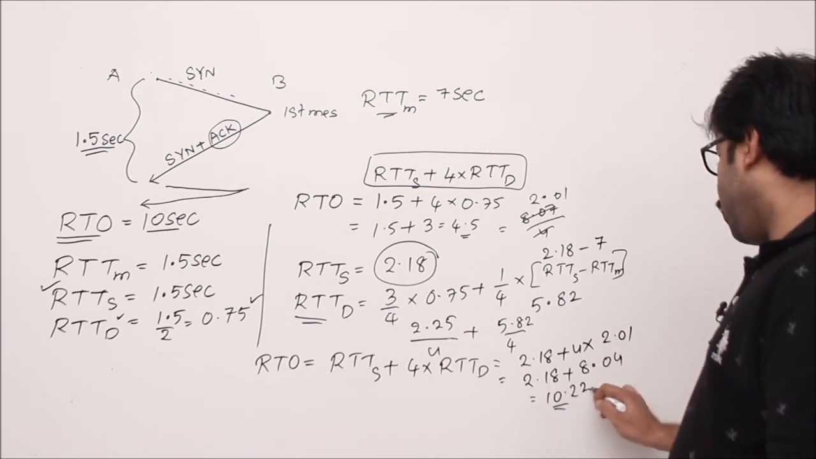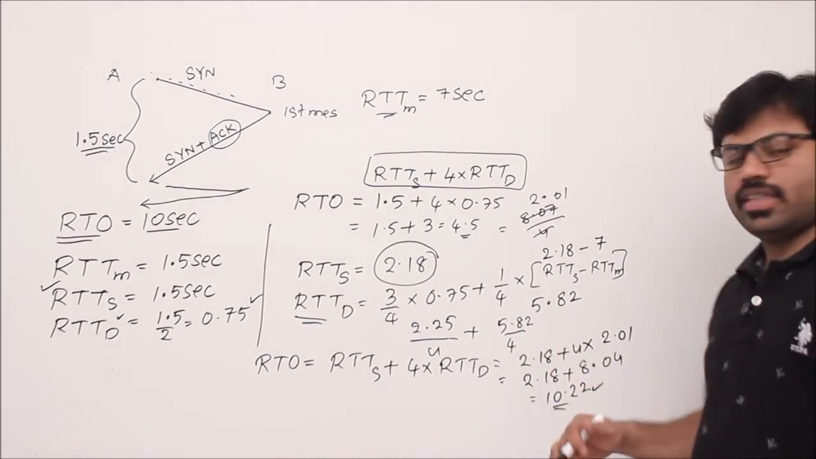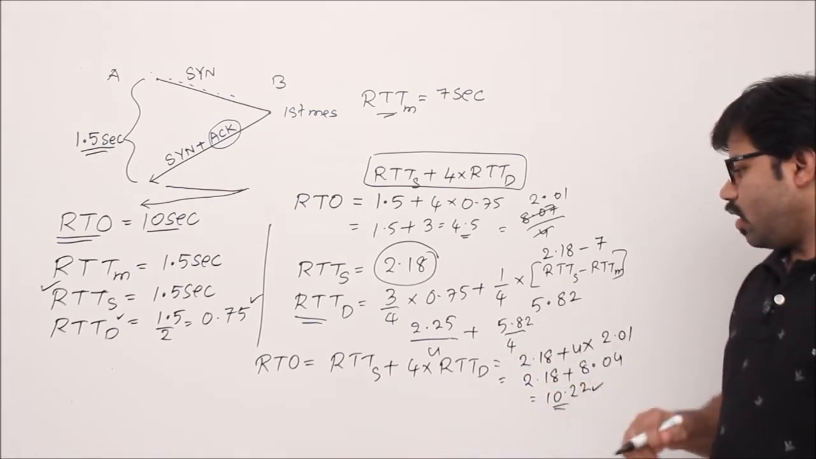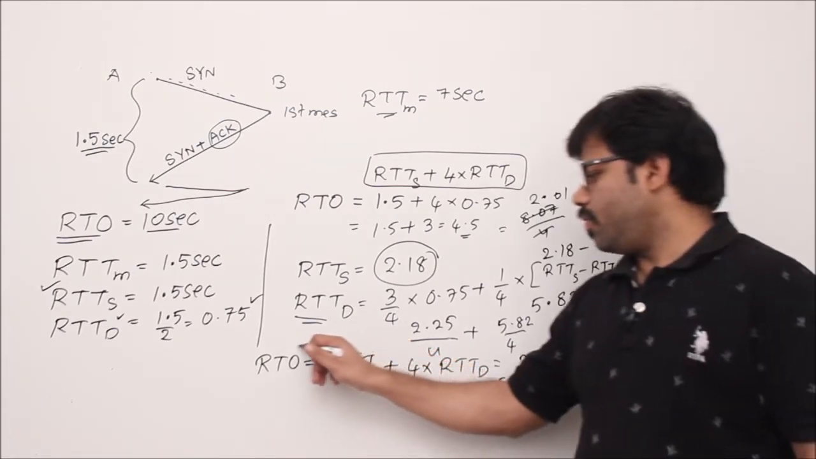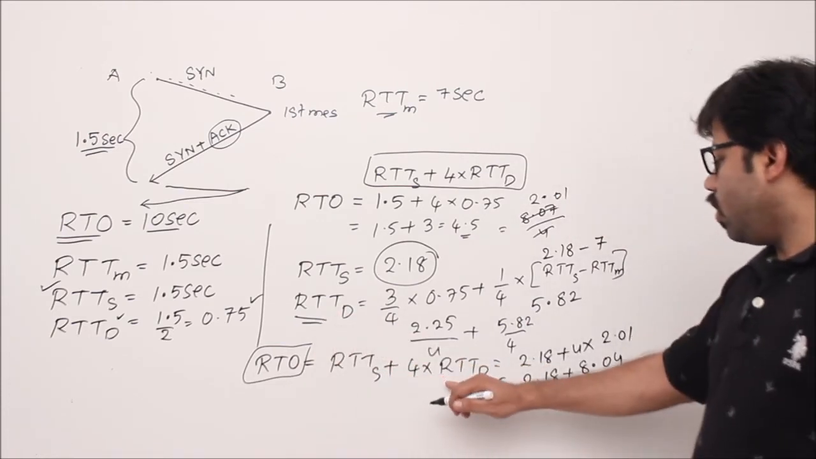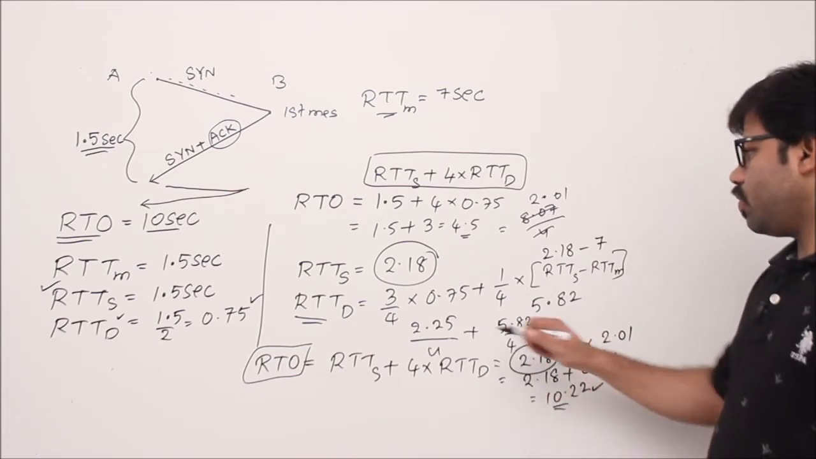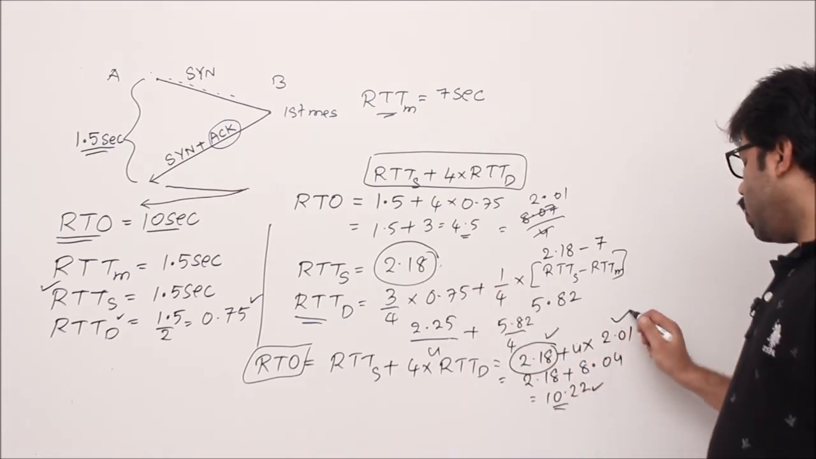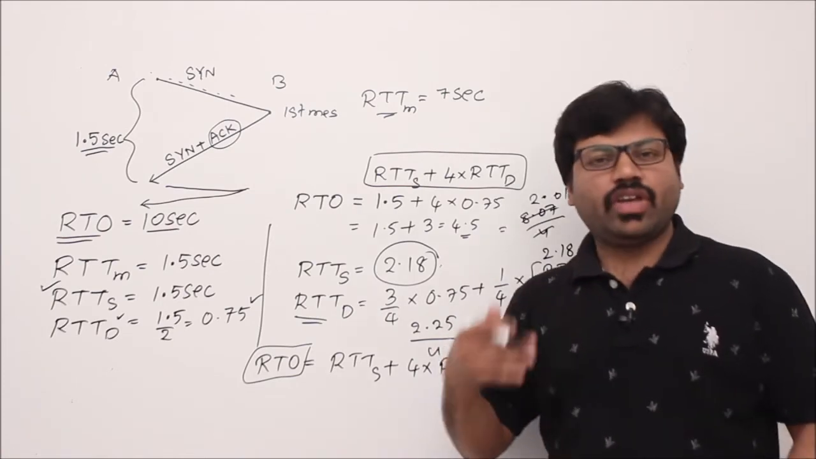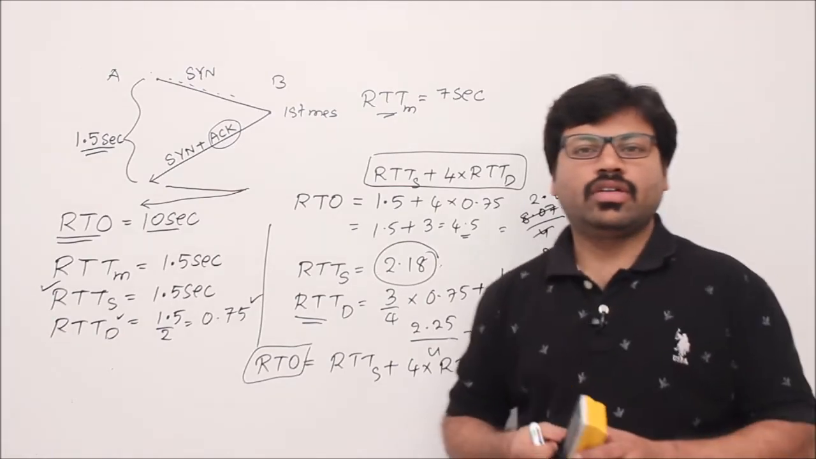In that way we have to compute. There may be some mistakes in my computations, so you just correct them. Don't worry about them, you know the procedure, that is enough. So I got 10.22 this time for RTO: RTT smooth 2.18 plus 4 into 2.01, the RTT deviation. In that way we keep on fixing the RTO time. Okay, this is about RTO.